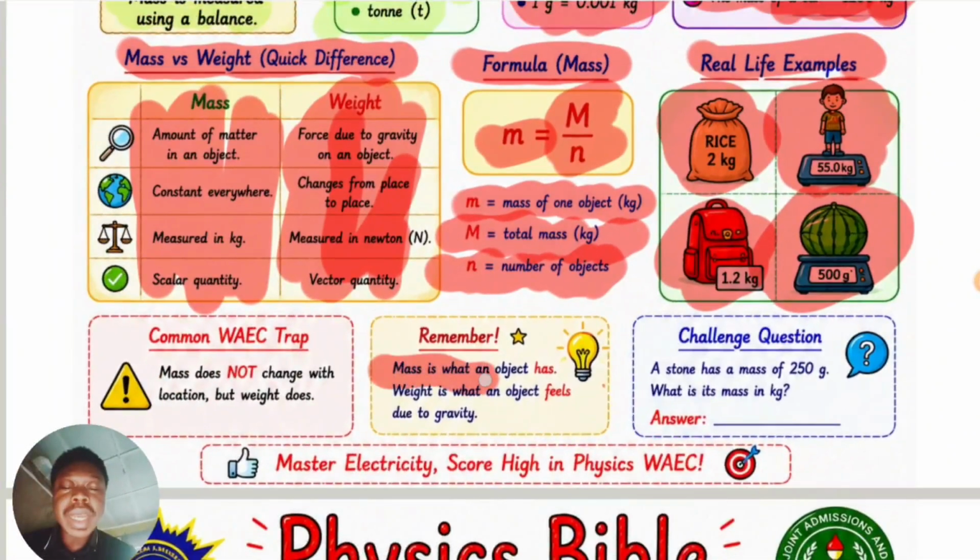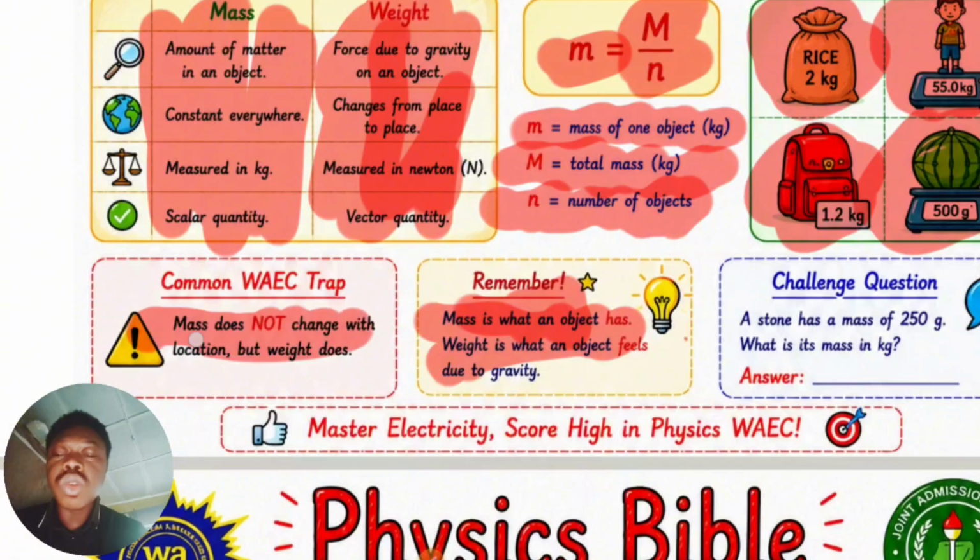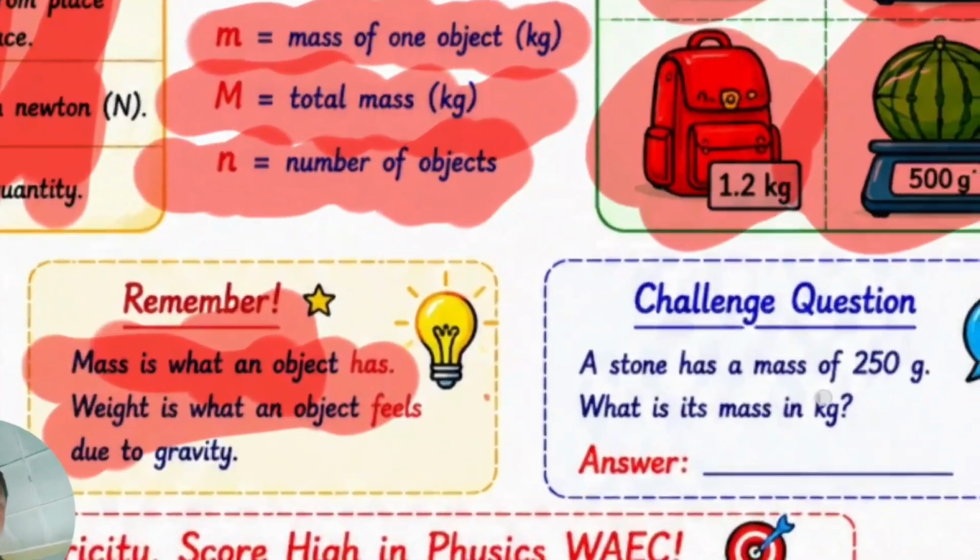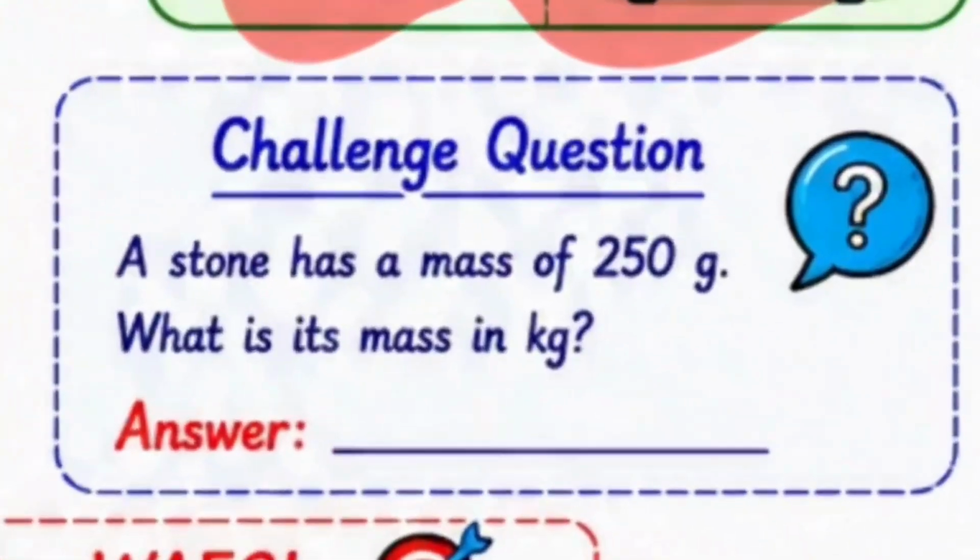So remember that mass is what an object has, and mass does not change with location. Take note of this. Now I'm giving you classwork quickly. Solve this and drop it in the comments.